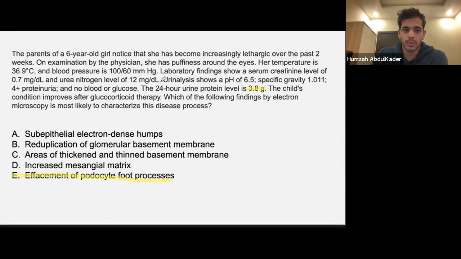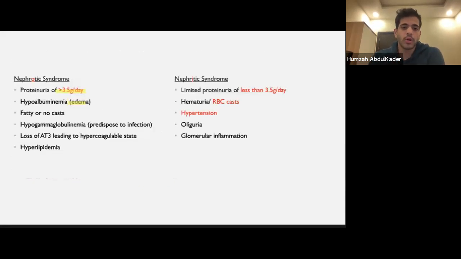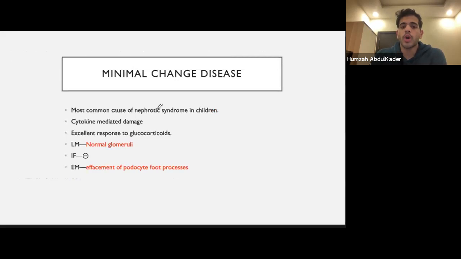So in general, with minimal change disease, it's the most common cause of nephrotic syndrome in children. So if you see a child that has symptoms of nephrotic syndrome, your first thought should be, this is minimal change disease, right? Now, if you see something that tells you otherwise, then you can go through that. But the first thought should be, this is minimal change disease. So on light microscopy, you'll find normal glomeruli.